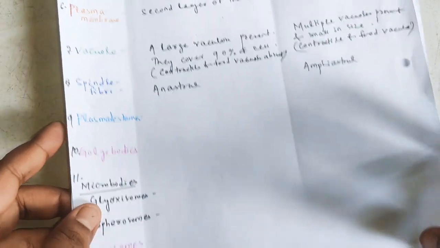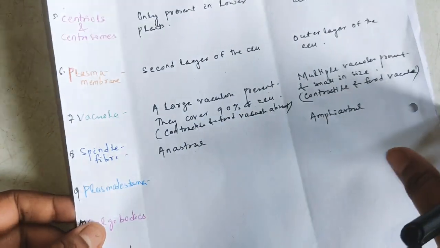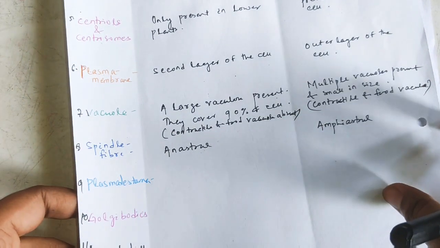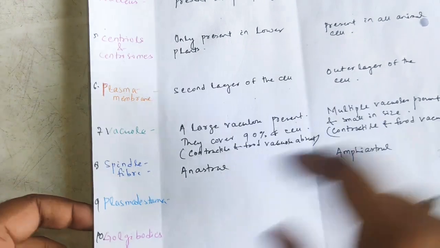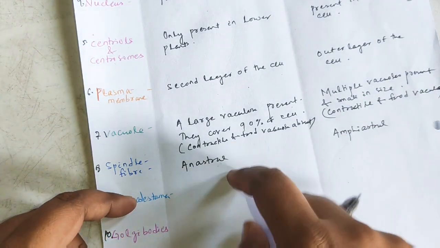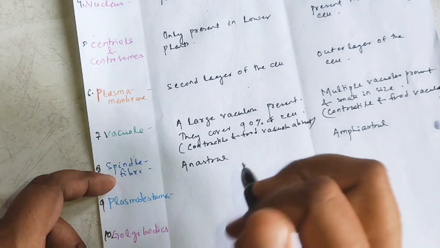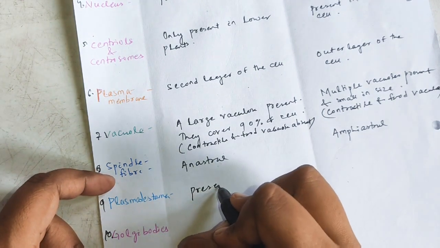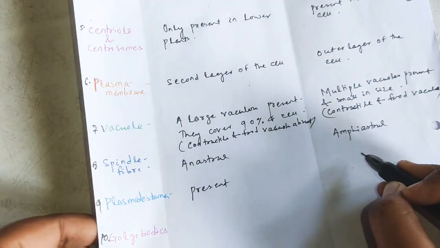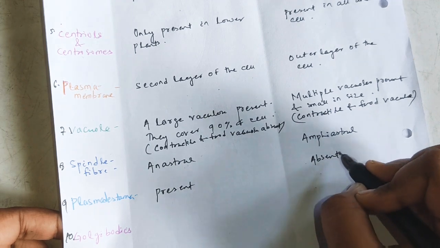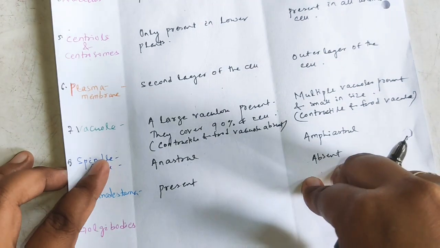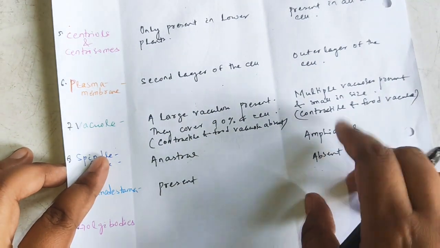Okay, clear? So now come to plasmodesmata. These are mostly found in the plant cell and are helpful as a connecting link for the connection of two adjacent cells. So plasmodesmata are present in plant cells, and in animal cells plasmodesmata are absent. Besides the plasmodesmata, other connections are there which connect two adjacent cells.